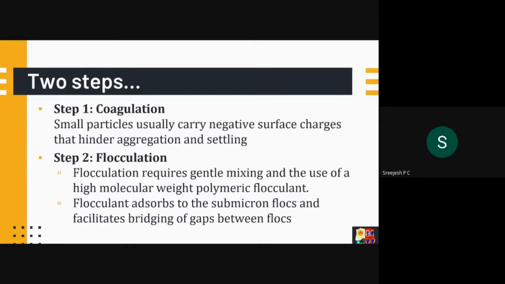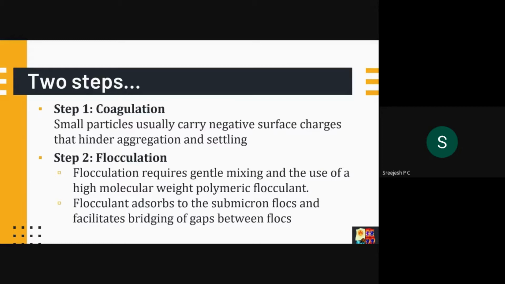So this agglomeration needs to happen. For that, what we are doing is increasing the collision. How can we increase the collision? We can do a gentle mixing there. When we do a gentle mixing, the collision between the particles will increase. So flocculation requires a gentle mixing, and we also incorporate agents called flocculants.